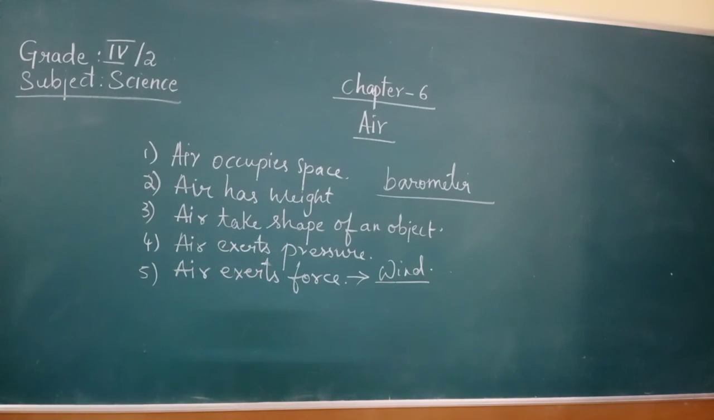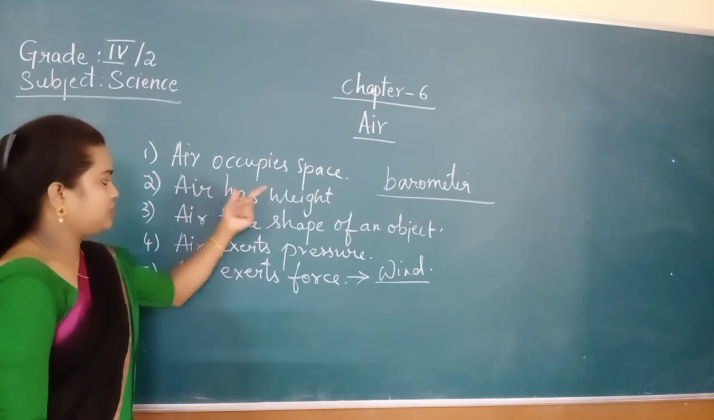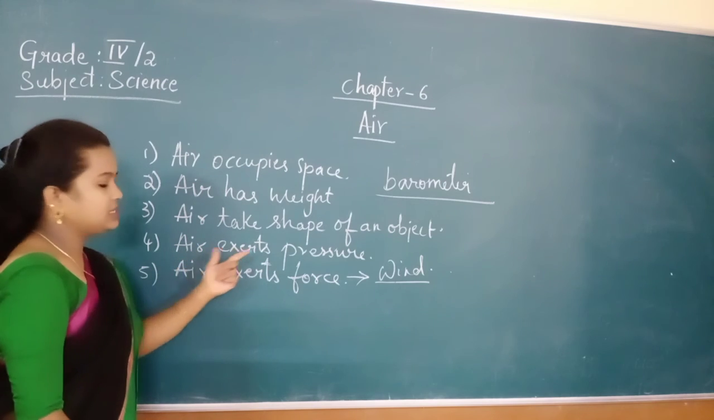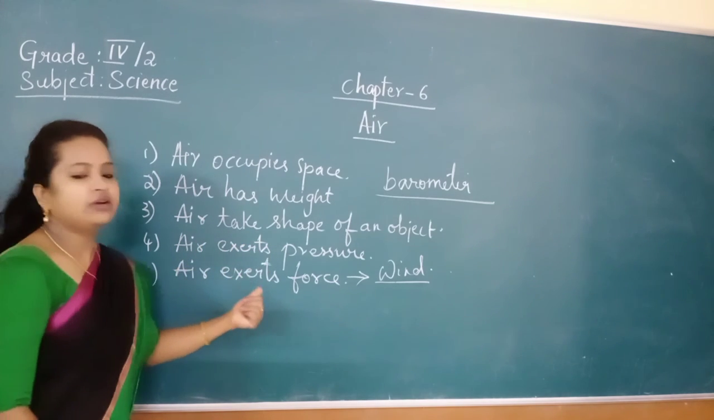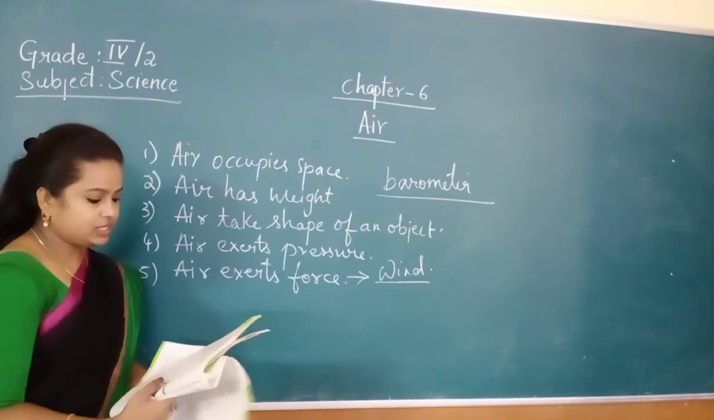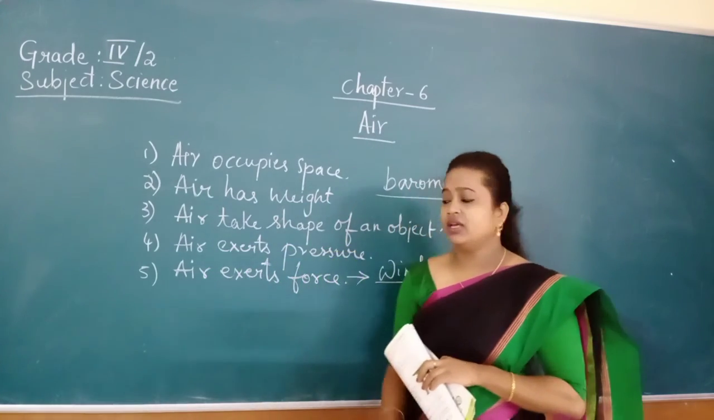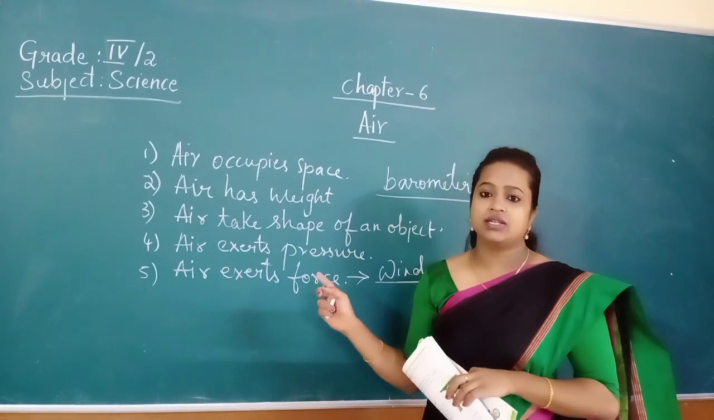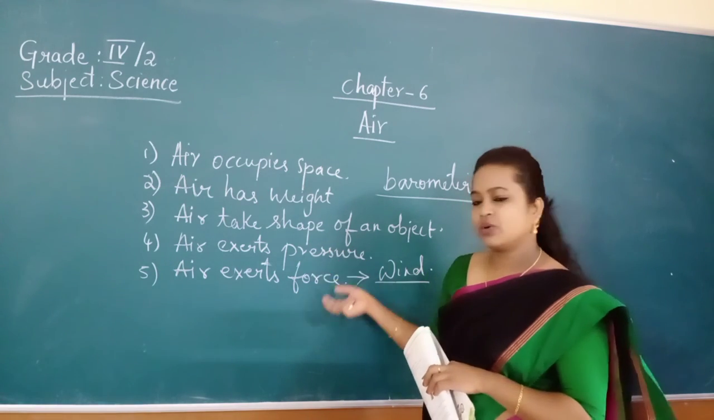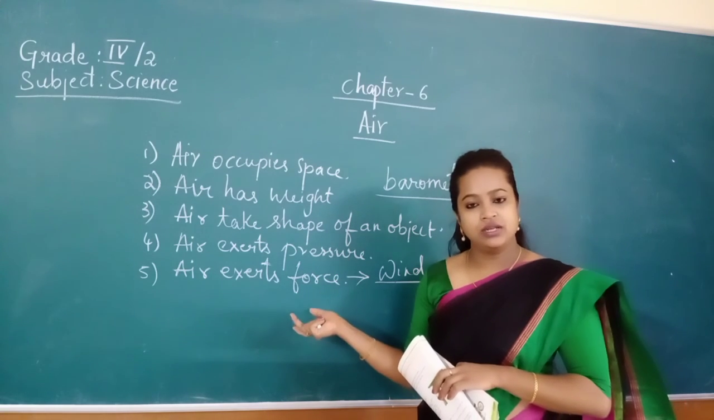Till now we have seen five different points: air occupies space, air has weight, air takes the shape of an object, air exerts pressure, air exerts force. These are the five things we have seen about air. Okay children, all of you go through the lesson so that you will understand very clearly. All the Do and Documents are given in the textbook also. Please do them, so that you can do the experiment as well as know what air is and how it works. Okay children, all of you take care at home.